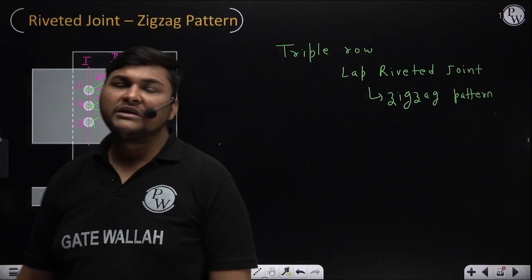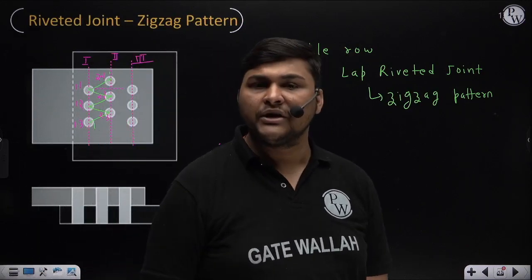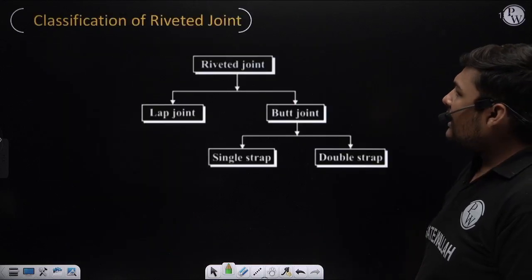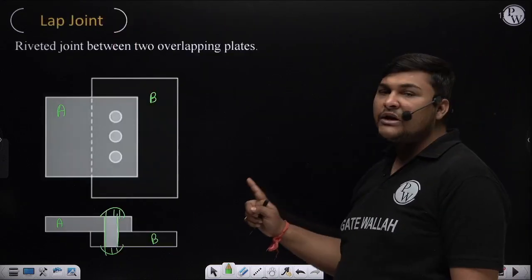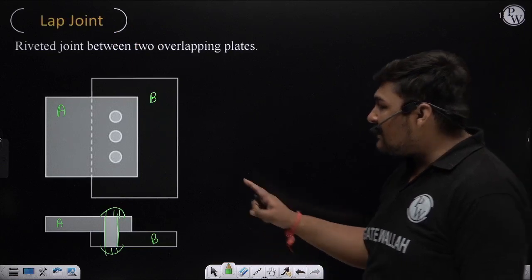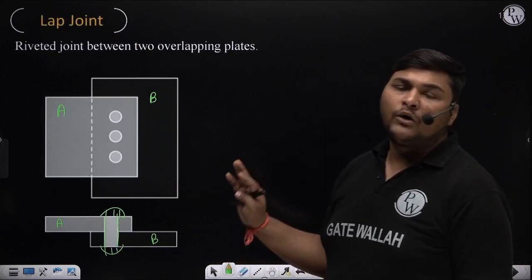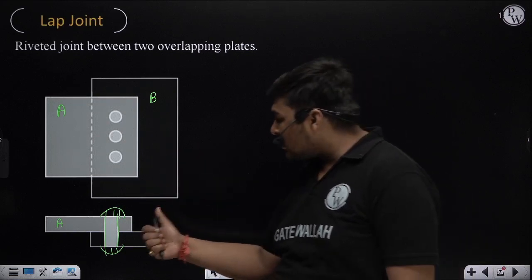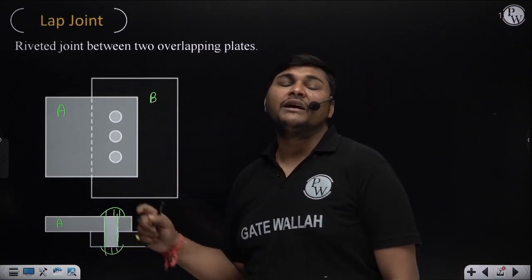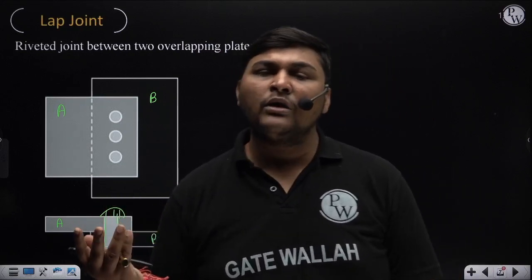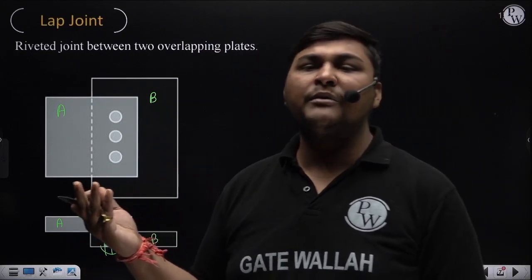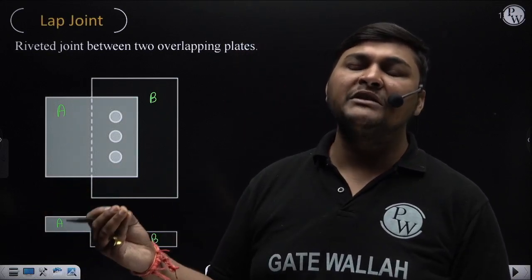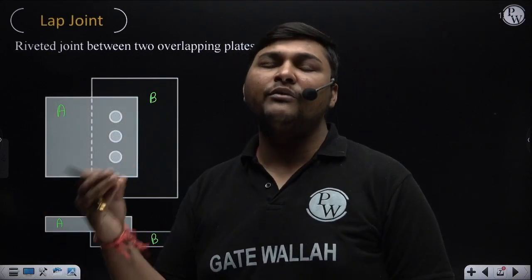So we have discussed the classification of riveted joints. I am summarizing, and only by looking at the diagram you can conclude. First was lap riveted joint. It is a riveted joint between two overlapping plates. If I ask, it is a lap joint because it is between overlapping plates, but it is single row, double row, or triple row. Only one row of rivets is coming, so it is a single row lap riveted joint. And in a single row lap riveted joint, the pattern of rivets will not come into the picture, because whether it is chain pattern or zigzag pattern, it is applicable when we are using a multiple row riveted joint.